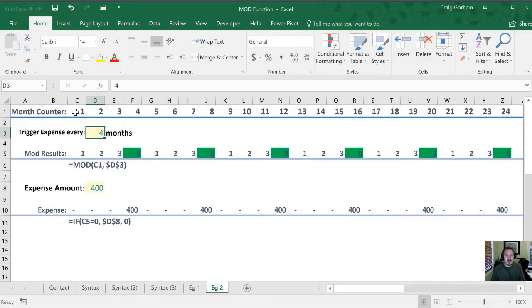In this case, I've changed my counter to represent months, and I want to trigger an expense that occurs in a regular pattern, in this case 4 months. I've created an expense amount of 400. So now, every 4th month, my model has a $400 expense triggered. Let's change that to 6 months and see what happens. Now our divisor happens every 6 months, goes to 0, and our expense is triggered.